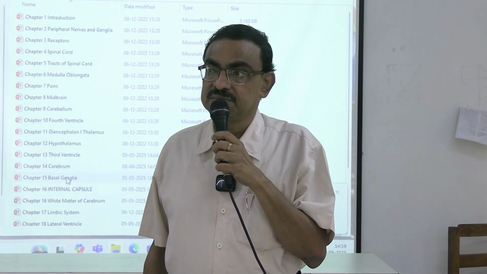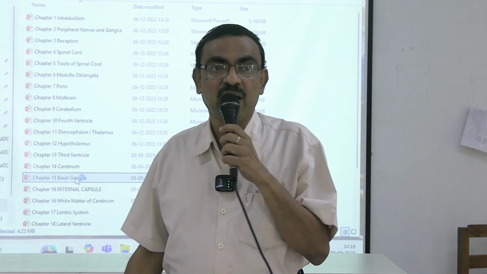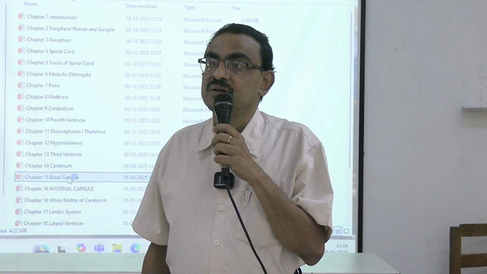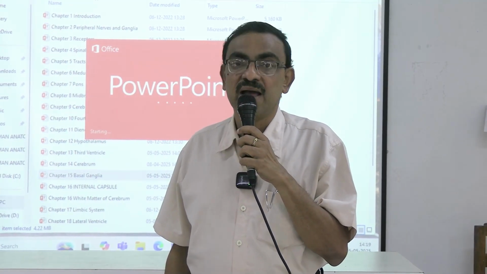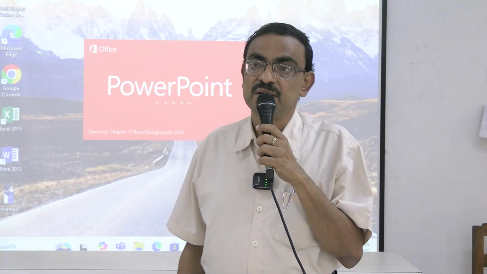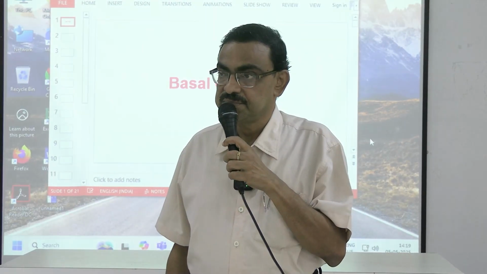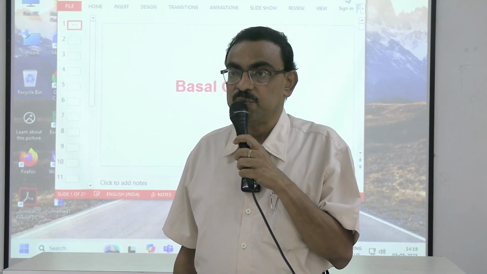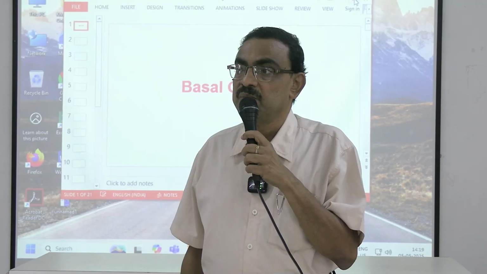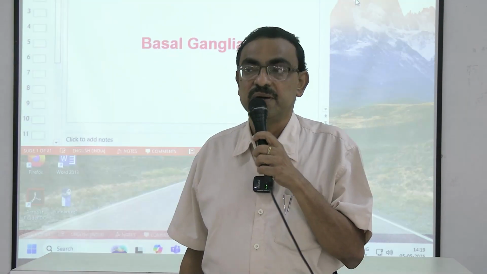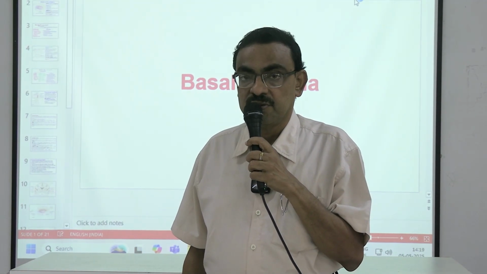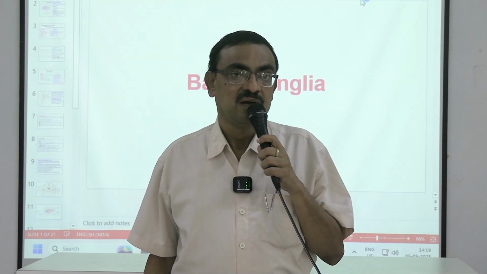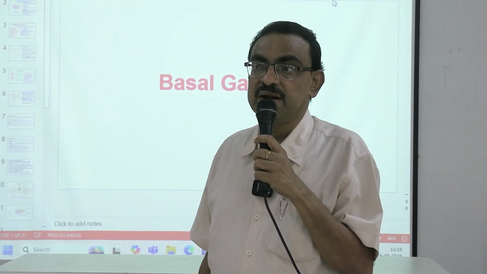Outer grey matter of the cortex and white matter inside. Within the grey matter we can find the nerve cells, and within the white matter we can find the fibers. The fibers are of different types, like association fiber, commissural fiber, and projection fiber.